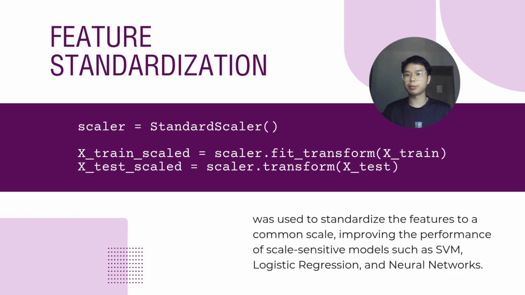Before the machine learning, we need to first do feature standardization by using this code: scaler equals StandardScaler(). This code is used to standardize the features to a common scale, improving the performance of scale-sensitive models such as the SVM, logistic regression, and also the neural networks.